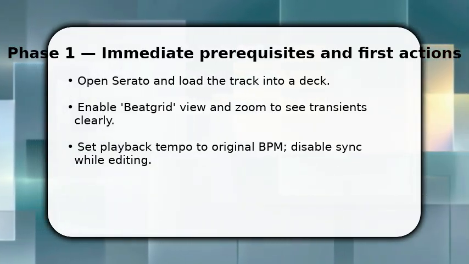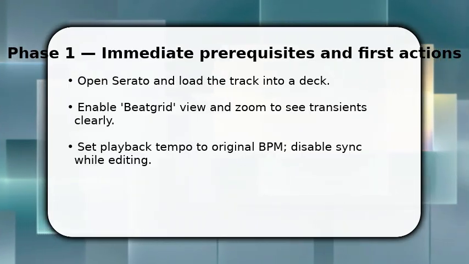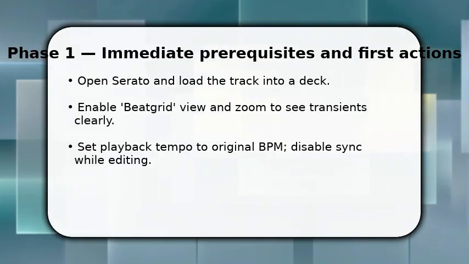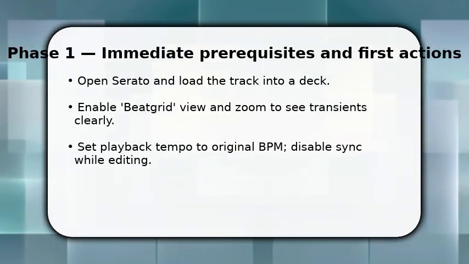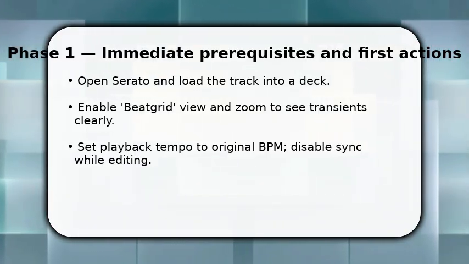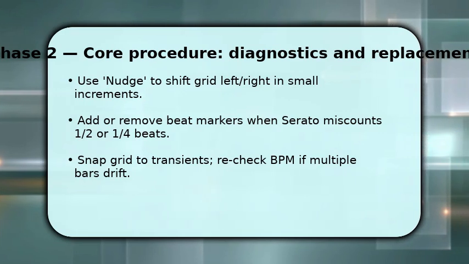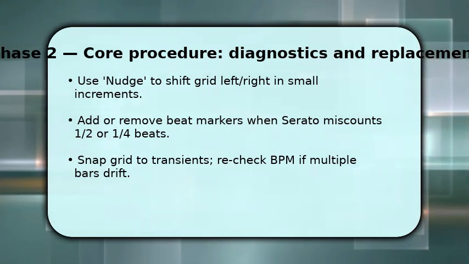Once you've located it, use the beat grid set marker to place the first beat. This anchors the grid and prepares Serato to snap subsequent beats accurately. Now you refine the grid by playing a few bars and watching alignment. You'll nudge the grid left or right when beats are slightly off.